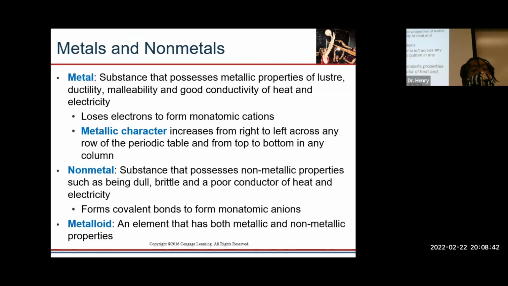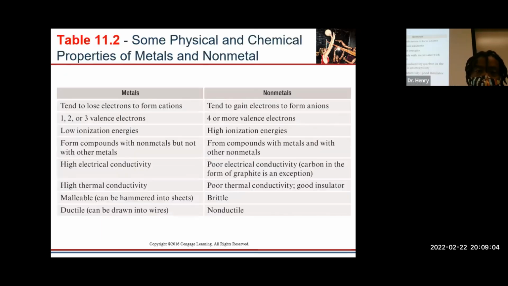So we know what metals are. We've talked about non-metals and we've talked about metalloids. Metalloids have characteristics of both metals and non-metals. Non-metals are dull, they're brittle, they are poor at conducting heat and electricity, whereas metals conduct electricity great. They're malleable, they're ductile, they're lustrous. So these are your chemical and some physical characteristics of metals and non-metals.